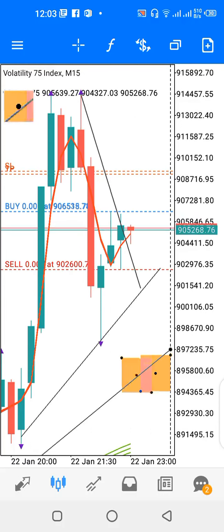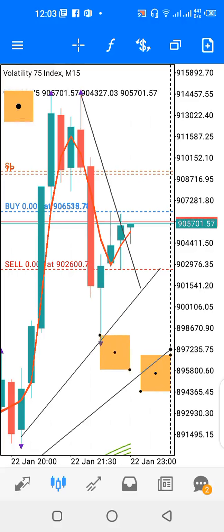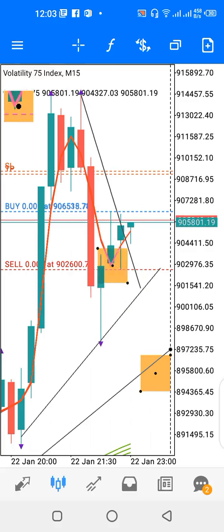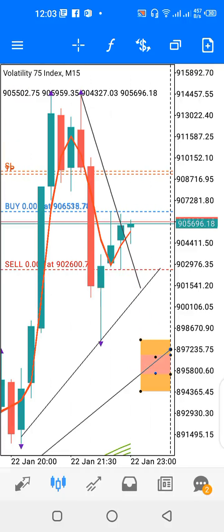I have a candle here with a wick. I have another bullish candle. I have another bullish candle. 3 bullish candles in a row. That's enough to give me the conviction that price will go up.